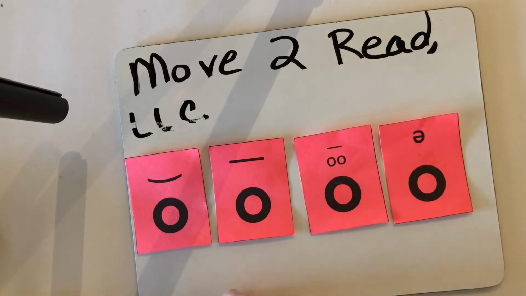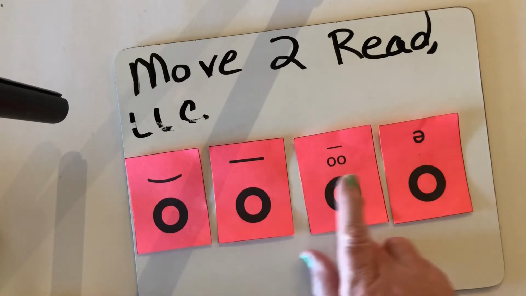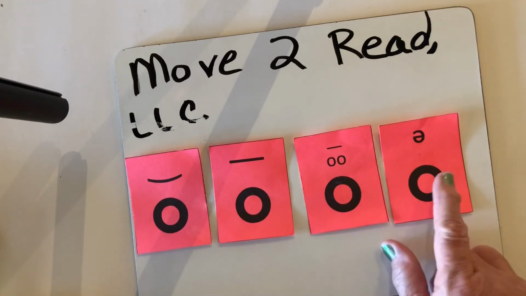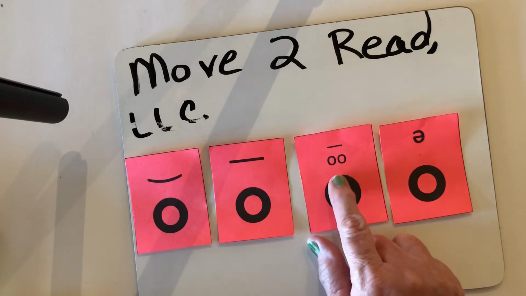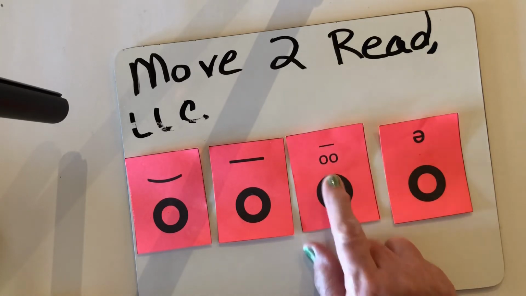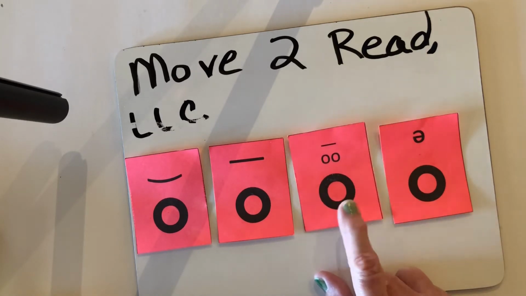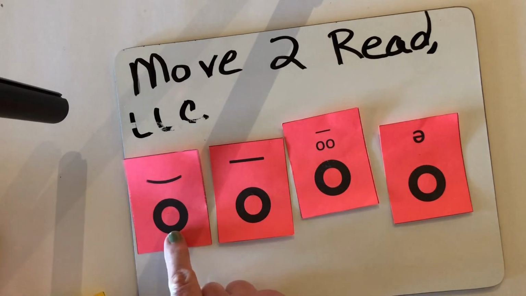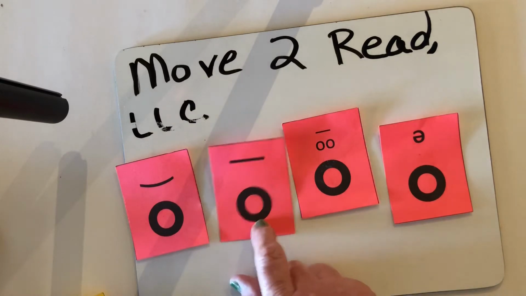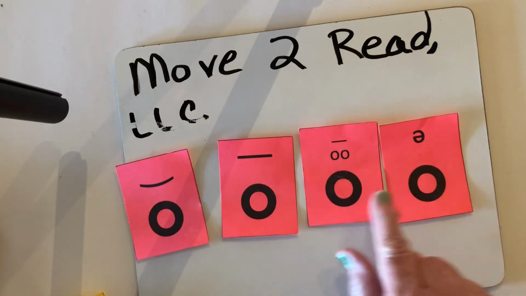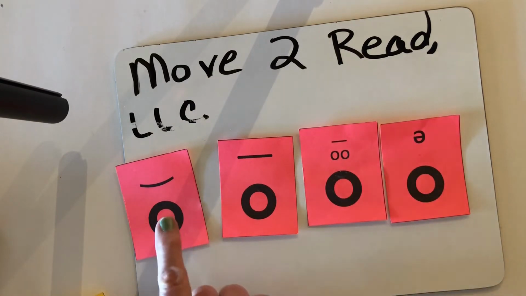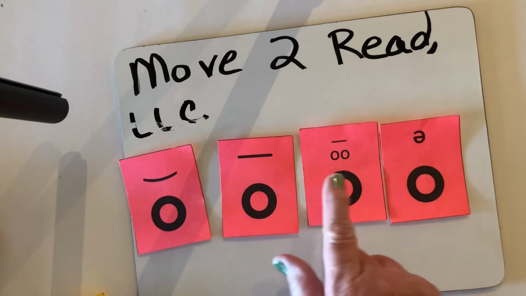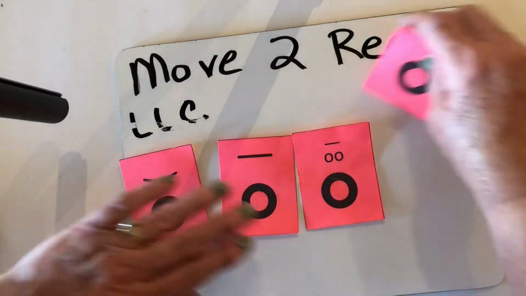Okay, for O, it's O, ooh, the long double O sound, ooh, but you're only writing one O. So it's short O, long ooh. So O, ooh.